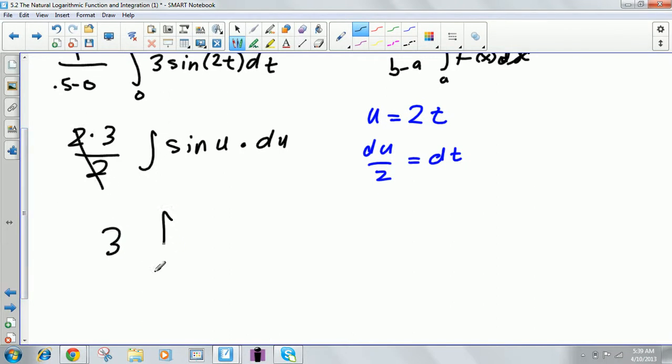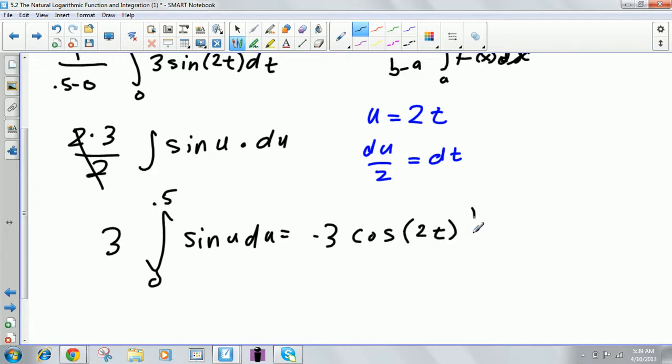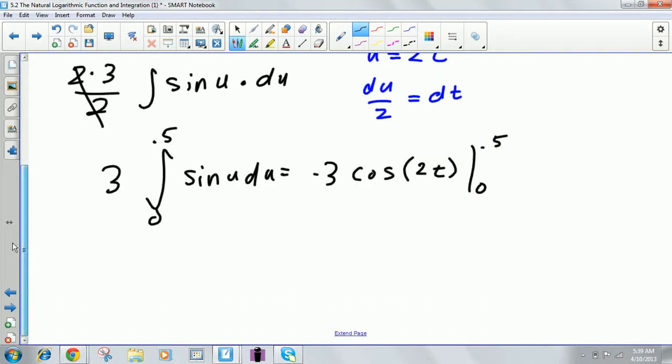And so you would have 3 times the integral from 0 to 0.5 of just the sine of u du, which we know is going to be the negative cosine. So it's going to be negative 3 cosine of u, and remember our u was 2t. Now we have limits of integration, from 0 to 0.5. So we can keep that negative 3 out front. You'd have negative 3 times the quantity of, when you plug 0.5 in here, that gives you 1, so cosine of 1, minus, when you plug 0 in there, you get 0.